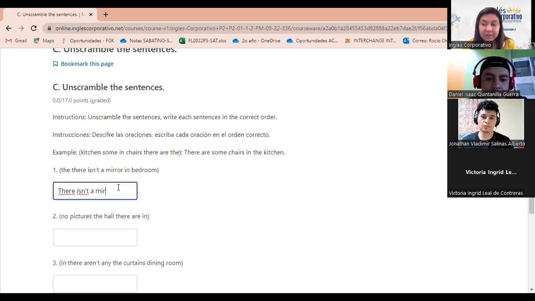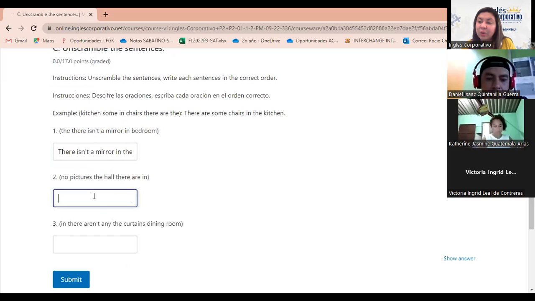There is a mirror in the bedroom. No pictures the hall there are in. There are no pictures in the hall. Okay.